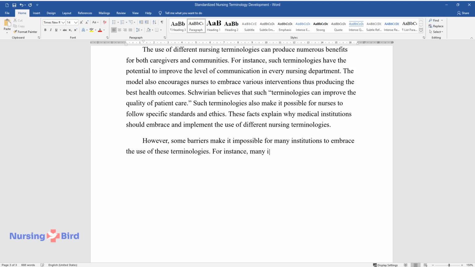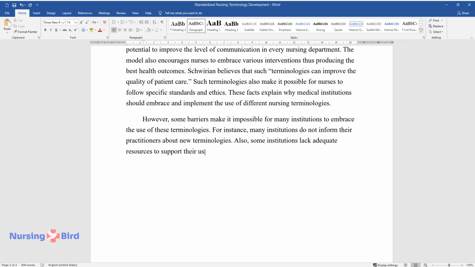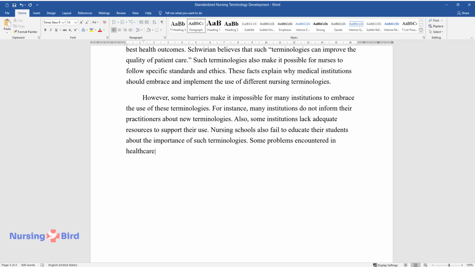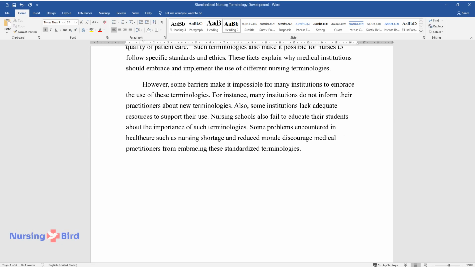For instance, many institutions do not inform their practitioners about new terminologies. Also, some institutions lack adequate resources to support their use. Nursing schools also fail to educate their students about the importance of such terminologies. Some problems encountered in healthcare, such as nursing shortage and reduced morale, discourage medical practitioners from embracing these standardized terminologies.